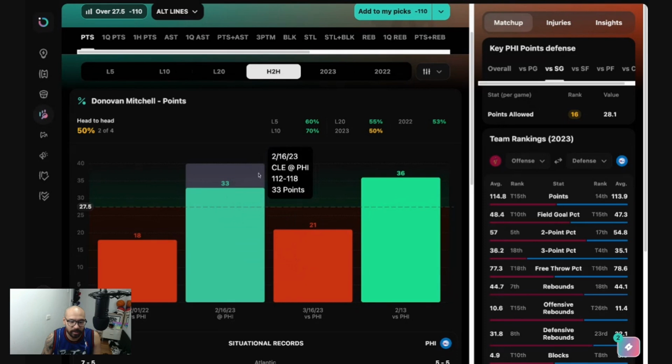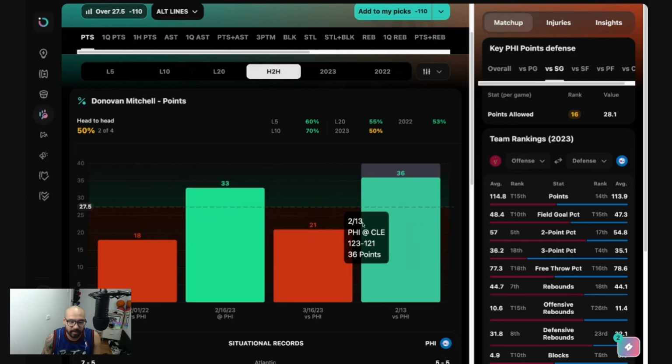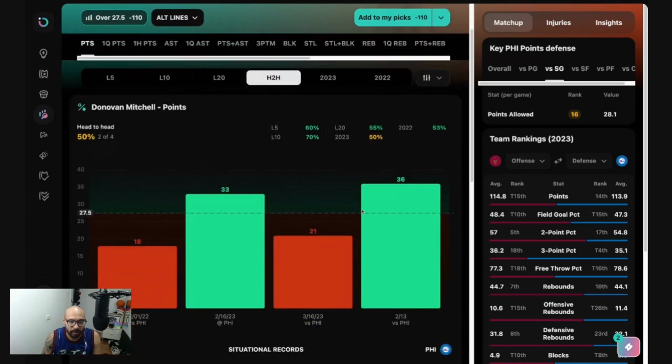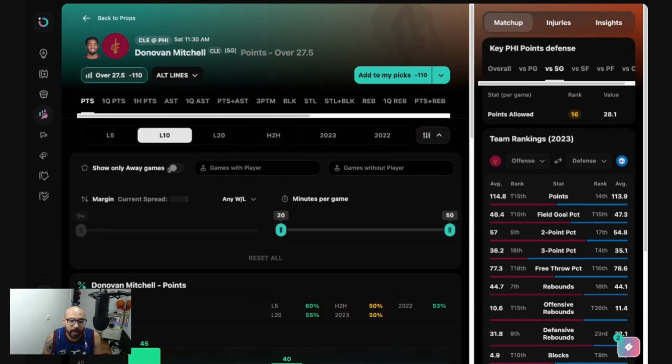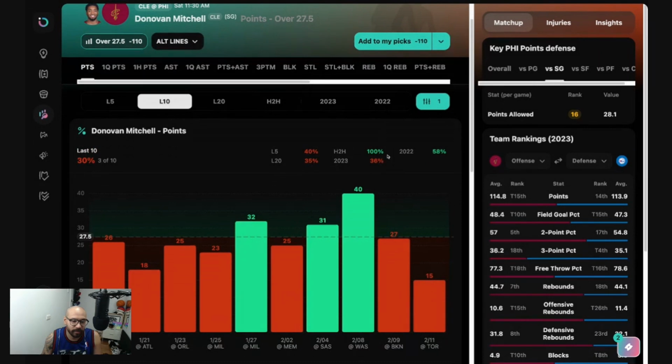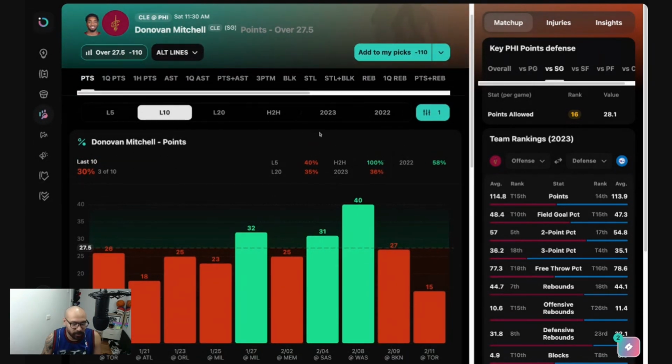So what are the trends here? The last game was a home game. This one is a road game against the Philadelphia 76ers. We can see in the last 4 games, he's only had 1 road game against Philly. He scored 33 points. If we look at his last 10 road games, we can see he's only covered this in 3 out of his last 10 games. So that doesn't give me much confidence.